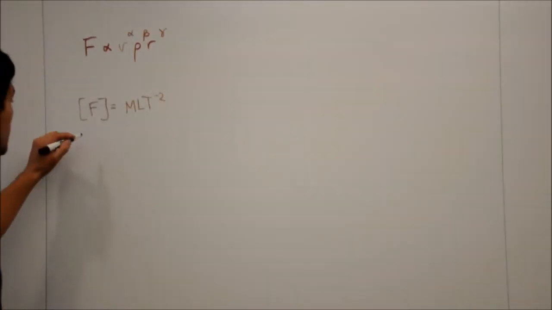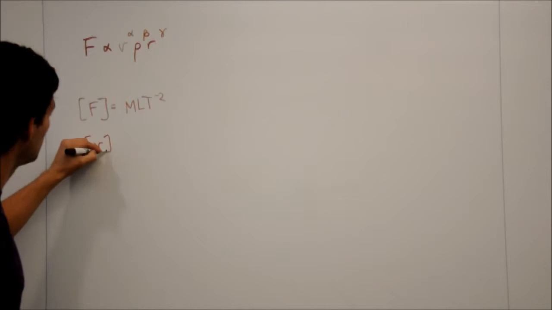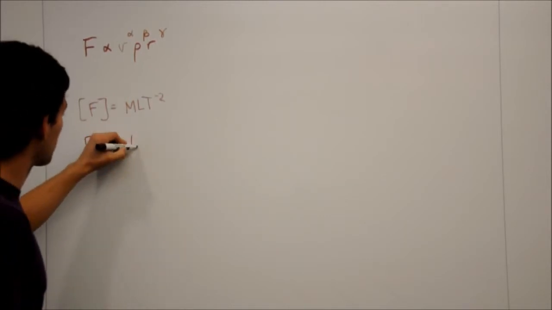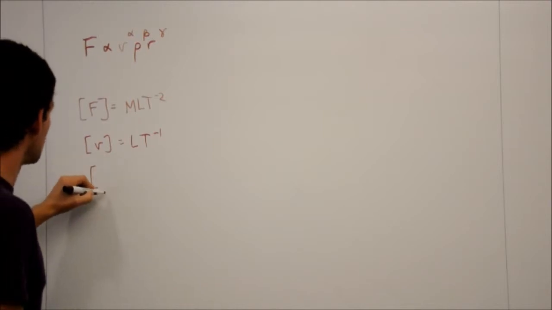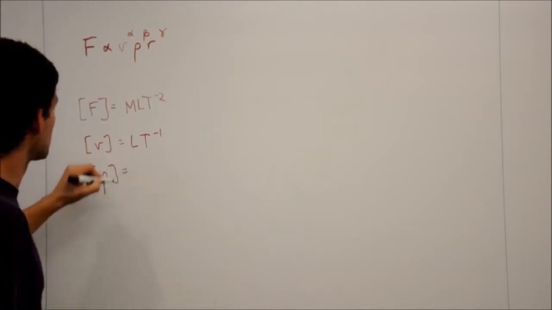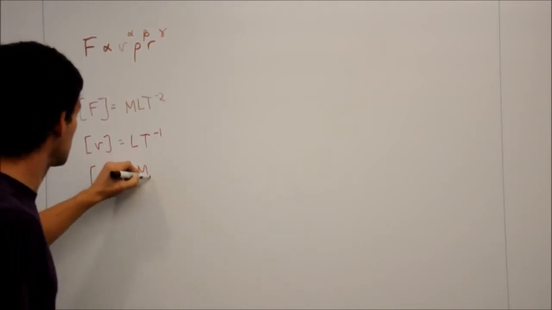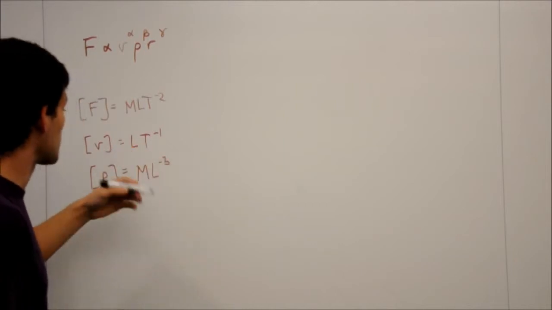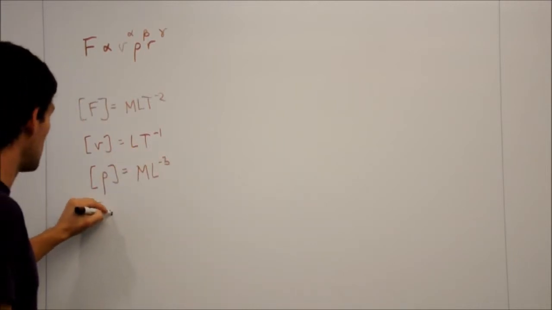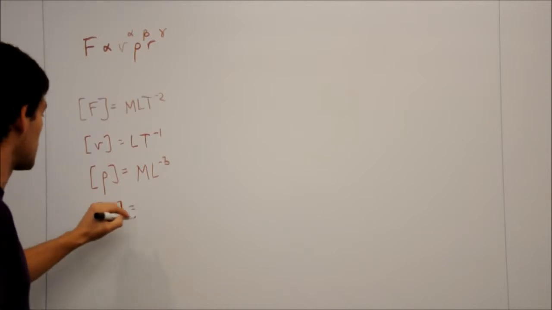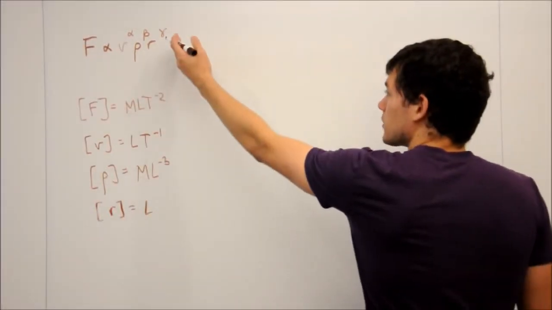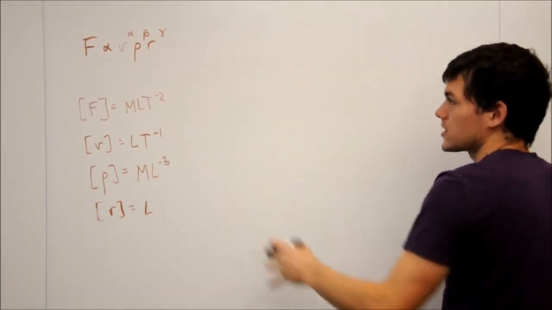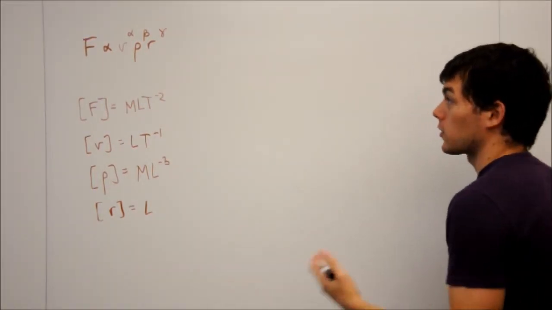And now for the other three, we have velocity has dimensions of length per time, density has dimensions of mass per length cubed, or mass per volume, and radius just has dimensions of length. And so now what we're going to do is take this equation and these dimensions, and make sure that they all work out.